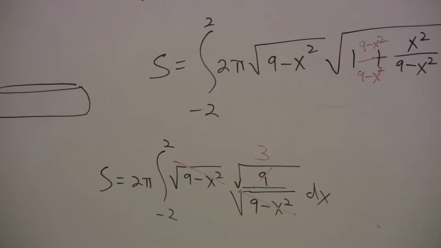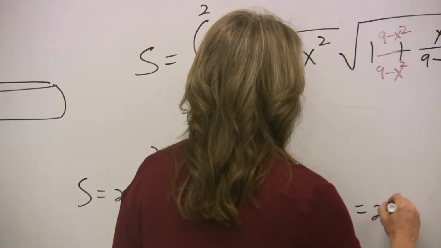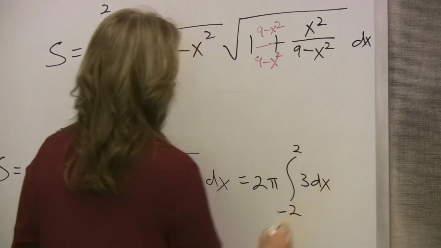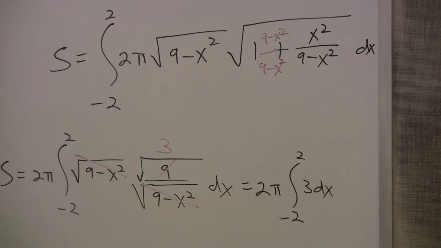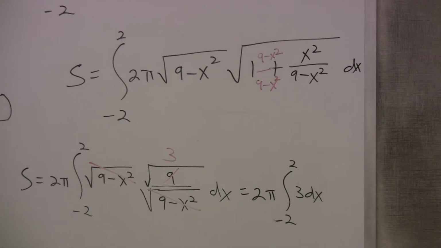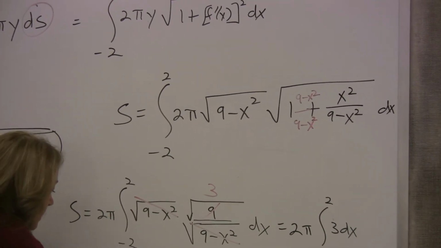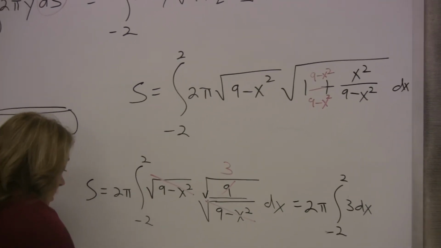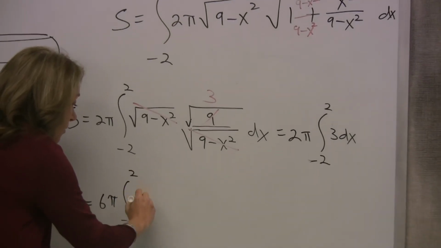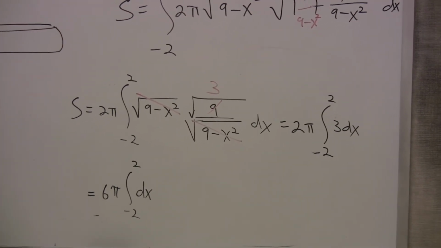So our little bit of panic when you saw a messy integral just turned into this: 2 pi, the integral from negative 2 to 2 of 3 dx. It will always look messy when you set it up, but that doesn't mean it's going to stay messy. So I now have 6 pi, integral from negative 2 to 2 of dx. Probably the easiest integral I will give you all semester long.